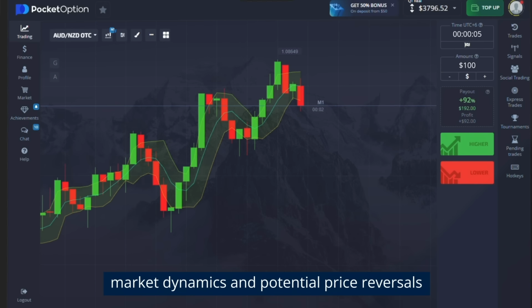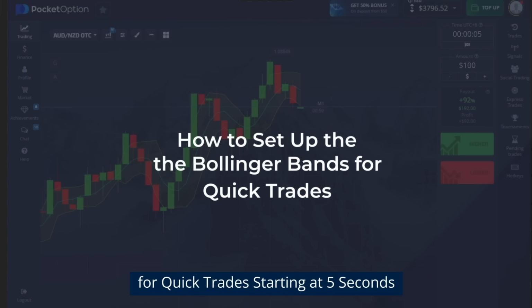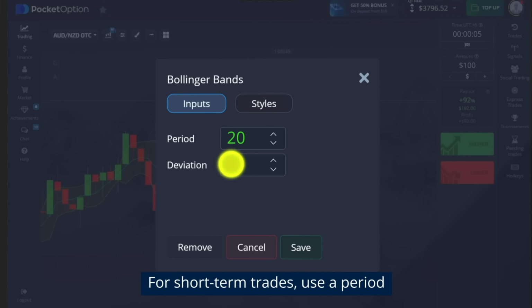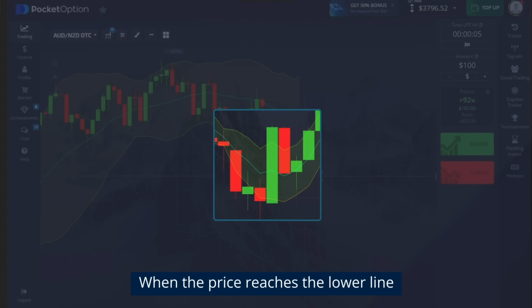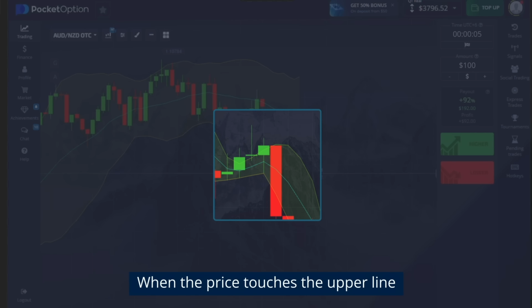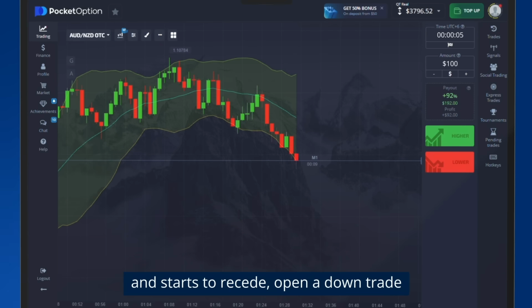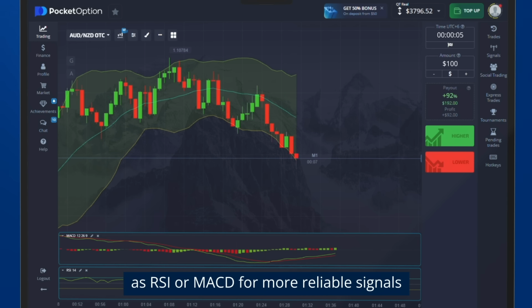price reversals. How to set up the Bollinger Band's indicator for quick trades, starting at 5 seconds. For short-term trades, use a period of 20 and a deviation of 2. When the price reaches the lower line and starts to rebound, you can open an up trade. When the price touches the upper line and starts to recede, open a down trade. Use Bollinger Bands with other indicators such as RSI or MACD for more reliable signals.